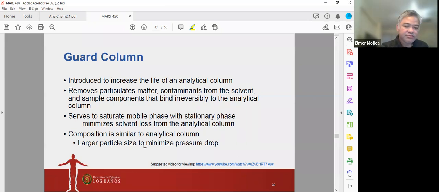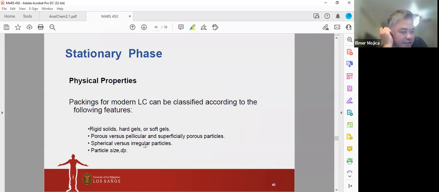Now, if you look at the stationary phase and its physical properties, the packings for modern liquid chromatography can be classified according to the following features. It contains rigid solids, hard gels, or soft gels. It should be porous, versus the one that is pellicular or superficially porous material.